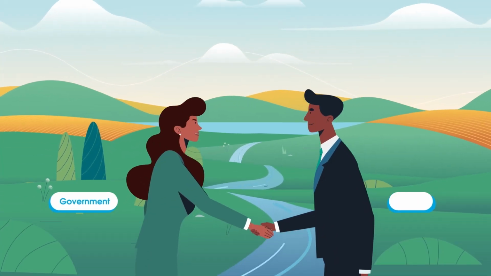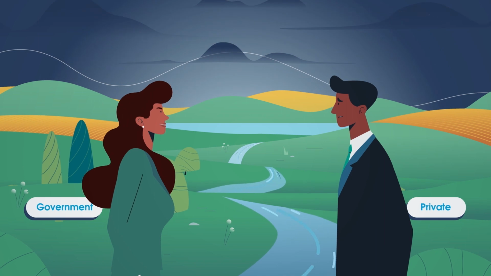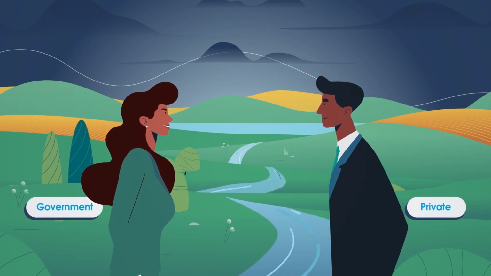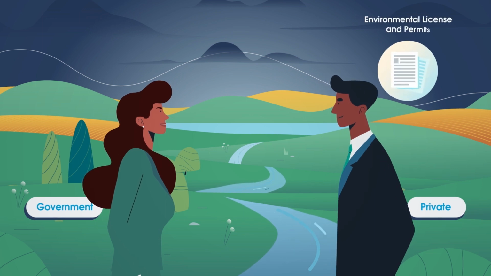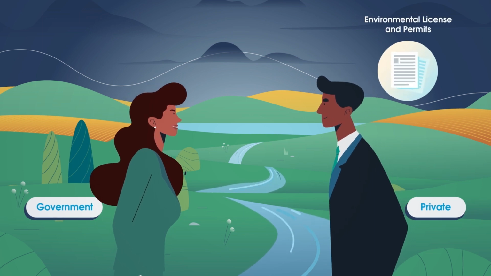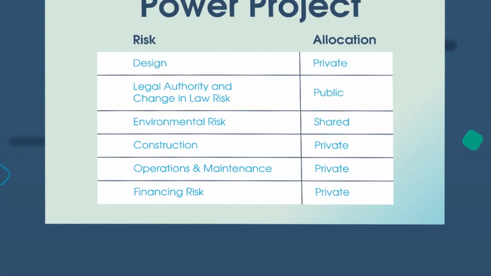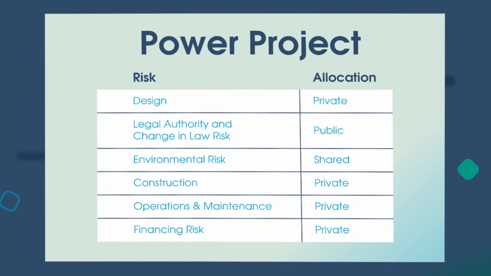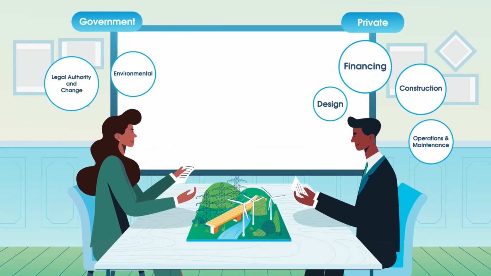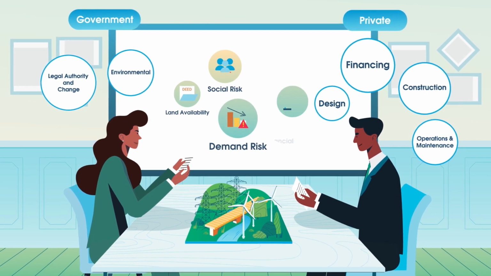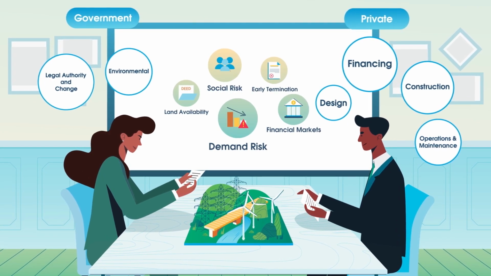Environmental risk is often a shared risk and should be addressed according to the nature and cause. The private partner should bear the risk of complying with environmental licenses and permits. However, the government should typically bear the risk for force majeure events that are outside the control of the private partner. Additional risks may include land availability, social, demand, financial markets, and early termination, among others.